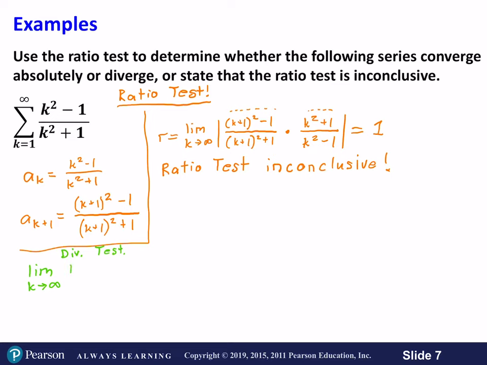If we take the limit as k approaches infinity of just k squared minus 1 over k squared plus 1, we get 1. And that is not 0. So by the divergence test, the series diverges.